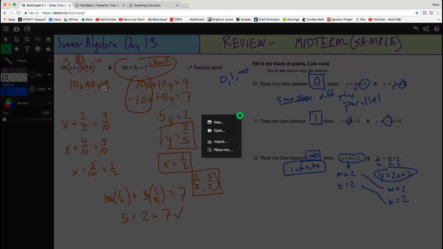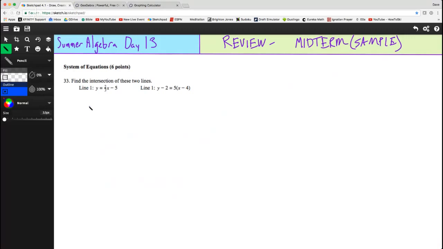Okay, here we go. I'm going to use substitution. So this guy's all ready to go for substitution, and this guy over here is saying y minus 2 equals 5x minus 20. Add 2 to both sides, and I get y equals 5x minus 18. So I'm going to take this and plug that in for my y up here. And so I get 5x minus 18 equals 2/3 x minus 5.